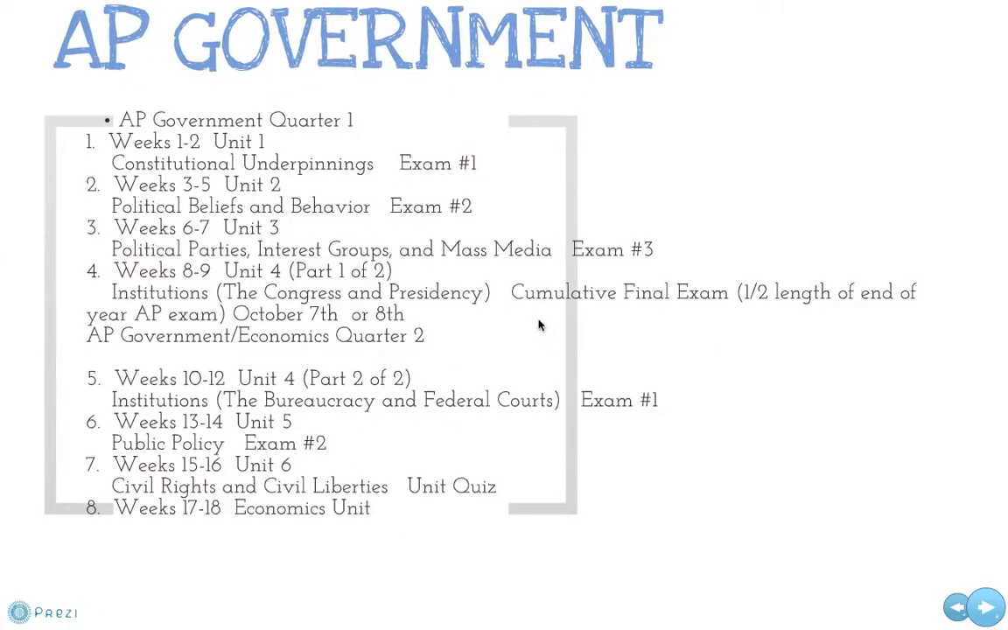Now let's take a look at the pacing of the class. This is for my AP class. We go Constitutional Underpinnings first couple weeks. We're ready to finish that up. Then we've got Political Beliefs and Behavior, Unit 2, Political Parties, Interest Groups, and Mass Media. And then we go to Institutions. We break this up because Unit 4 is such a big part of the AP exam that we have to really delve into it: the Congress, presidency, and bureaucracy. Units 13 and 14, Public Policy, Units 15 and 16, Civil Rights and Civil Liberties, and then we go Economics in 2 weeks for the AP kids.